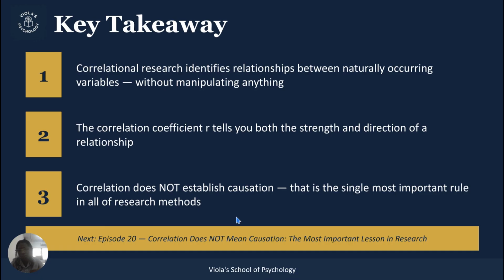All right, so what is our key takeaway for this class? Three things. Number 1, correlational research identifies relationships between naturally occurring variables without the researcher manipulating anything. The world is observed as it is. Number 2, the correlation coefficient R gives you the strength and direction, from minus 1.00 to plus 1.00. The further from 0, the stronger, and the sign tells you which way it runs. Number 3 is the most important rule: correlation does not establish causation.